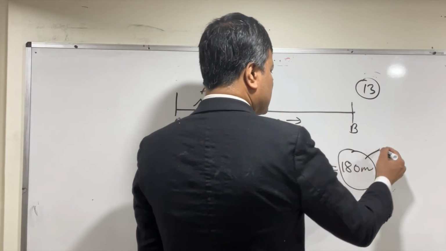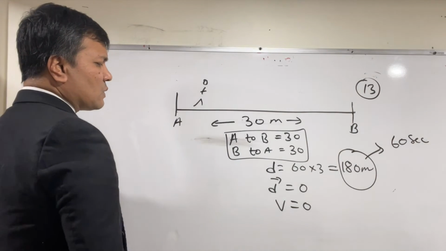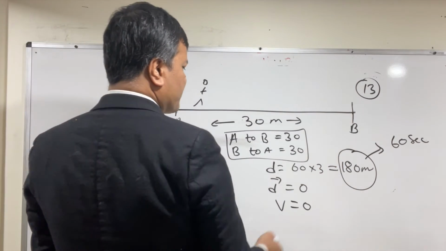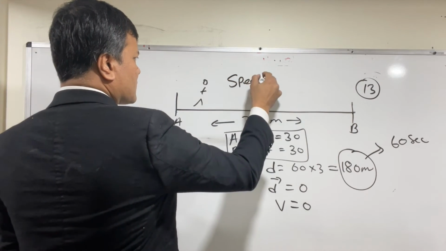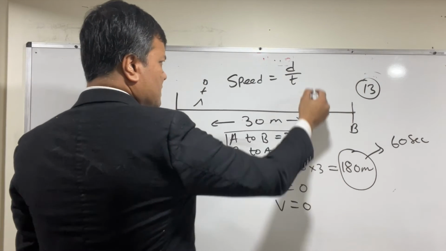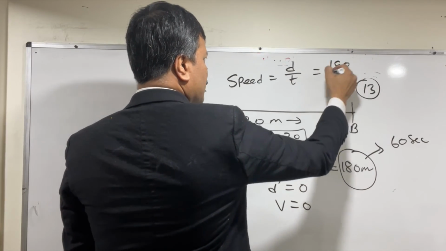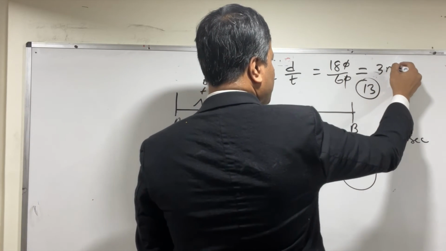He does it using, of course, 60 seconds, right? So his velocity is 0. His speed is not 0. So his speed is distance over time, not the displacement. Distance is 180, and the time is 60. So the speed is 3 meters per second.